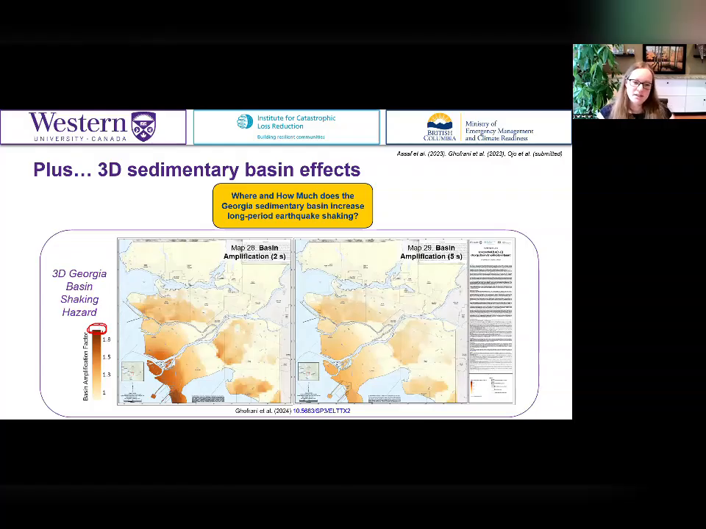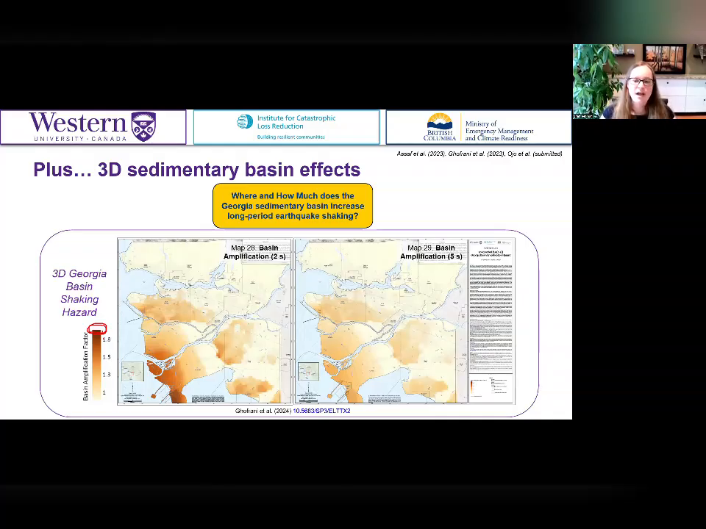Because the Georgia Basin is quite wide and shallow, about 6 kilometers. That's in comparison to, say, the Seattle Basin, which is super tiny but thicker, about 9 kilometers. So they're very different. It's basin dependent.